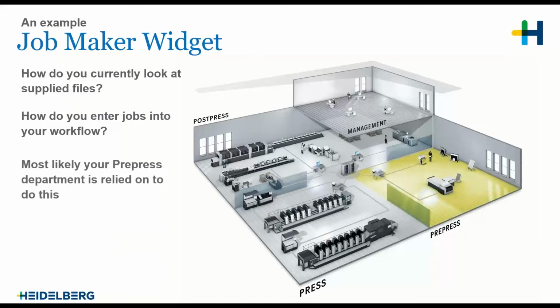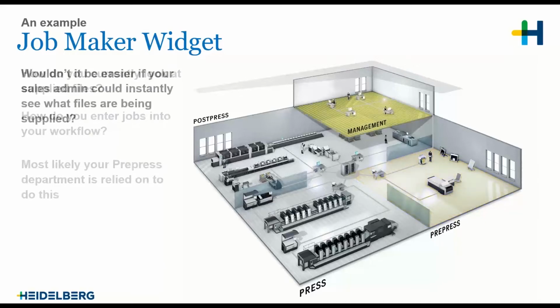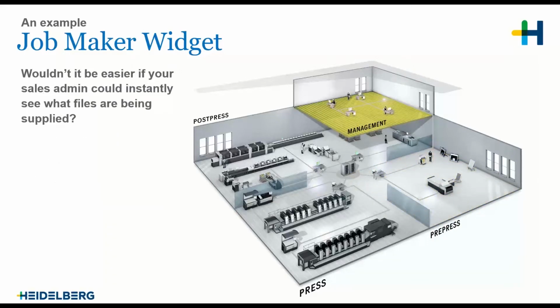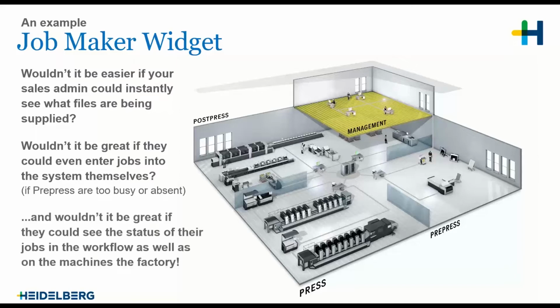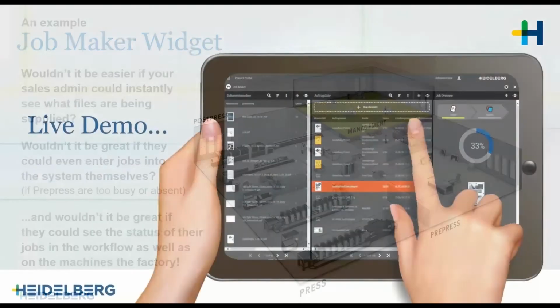Most likely, it's your pre-press department that is relied upon to do this. But wouldn't it be easier if your sales administration could instantly see what files are being supplied? Wouldn't it be great if they could either enter jobs into the system themselves, if the pre-press department are too busy, or if they're absent? And wouldn't it be great if they could see the status of their jobs in the workflow as well as on the machines in the factory?